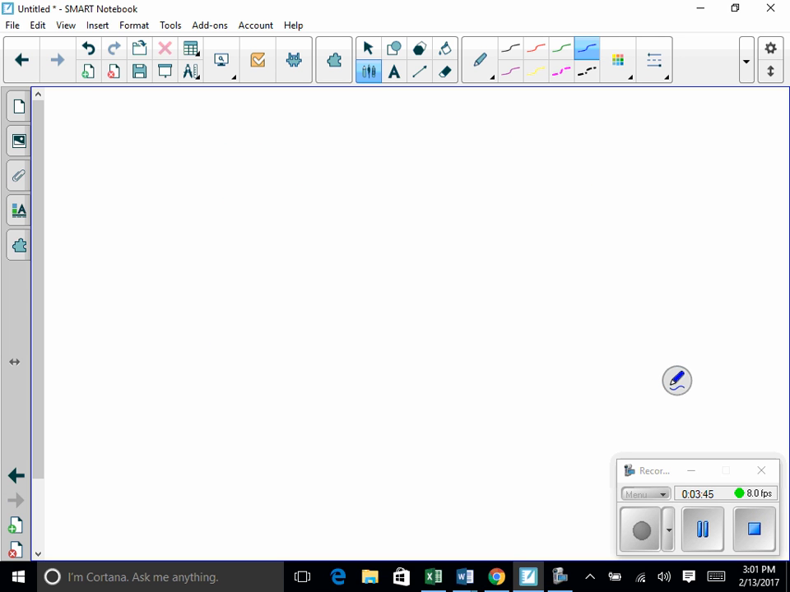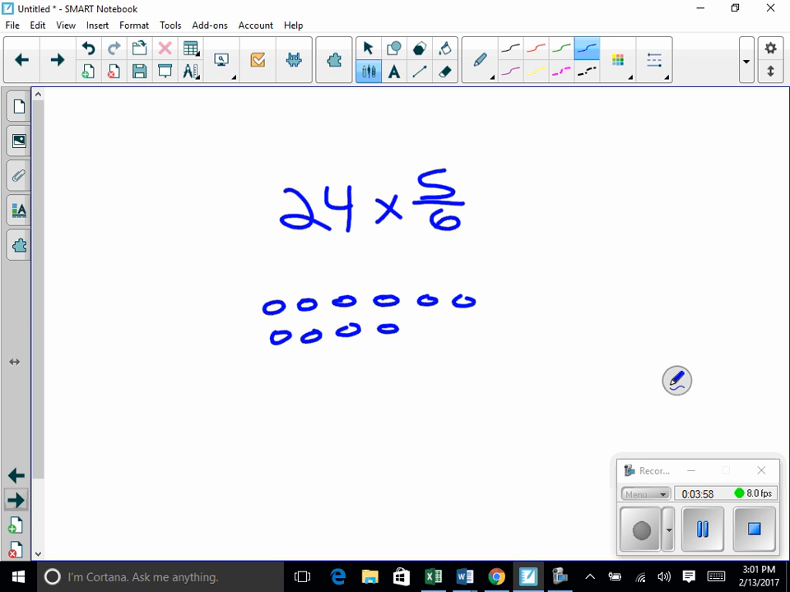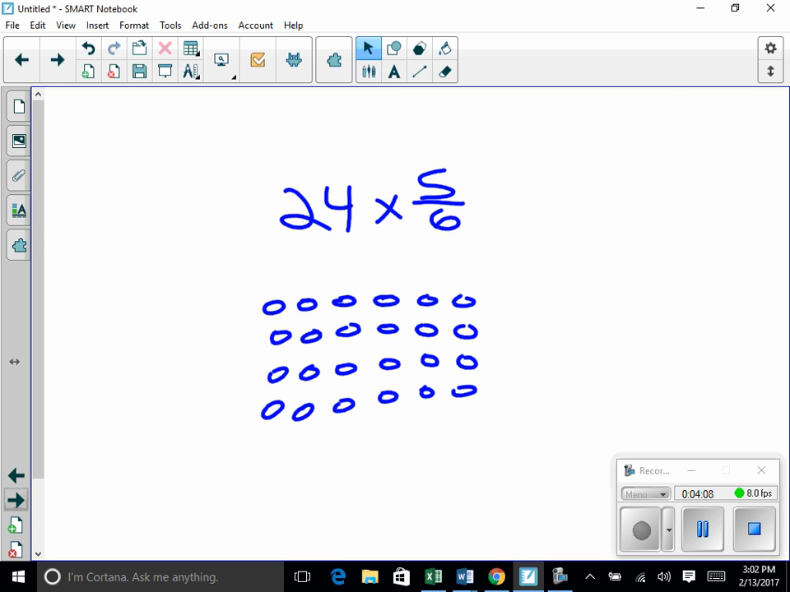Okay? Now let's go to our next one, 24 times 5/6. Okay, here we go. So 24 dots. We need rows of 6. 1, 2, 3, up to 24. Okay, and now I have to circle 5 out of the 6 dots.